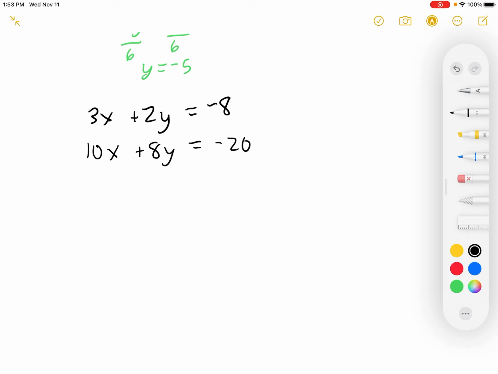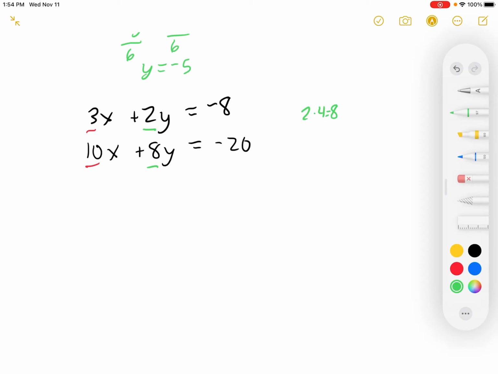And so once again, let's just look at the x column for a minute. We have 3 and 10. Well, I can't think of a number that you could multiply to 3 to get to 10, at least not a whole number. We could do a fraction, that would work, but I know fractions aren't necessarily y'all's favorite. So let's just look at the y column. We have 2 and 8. Well, I'm thinking to myself that 2 times 4 is 8.